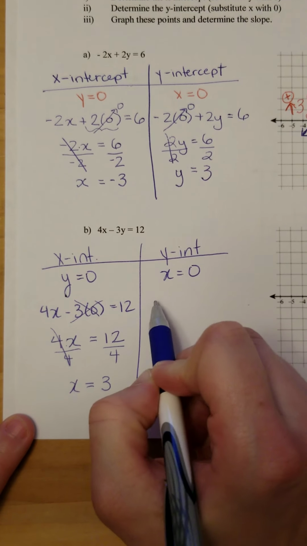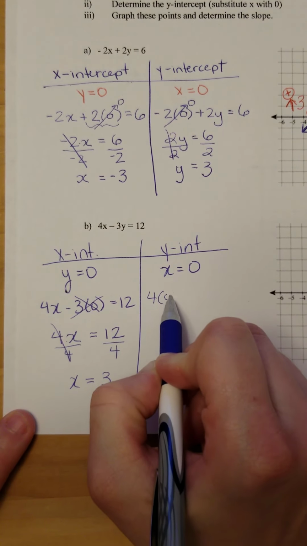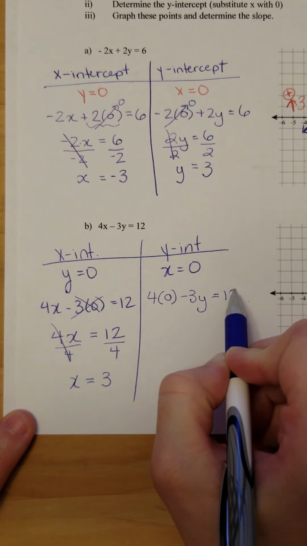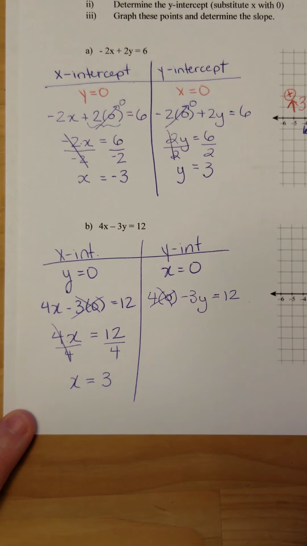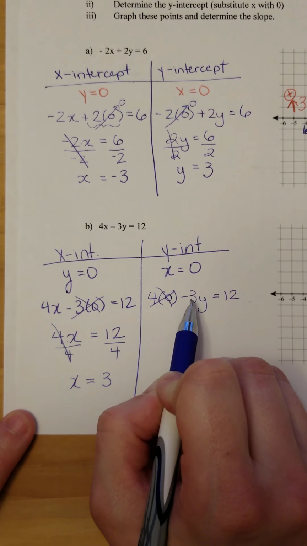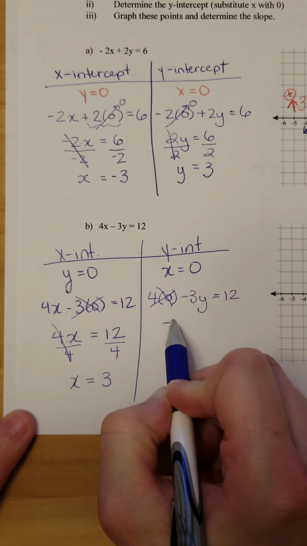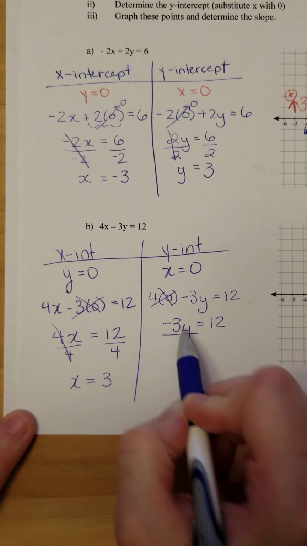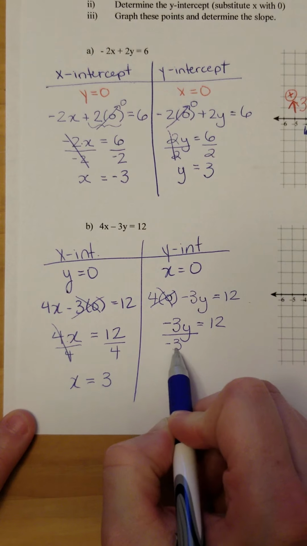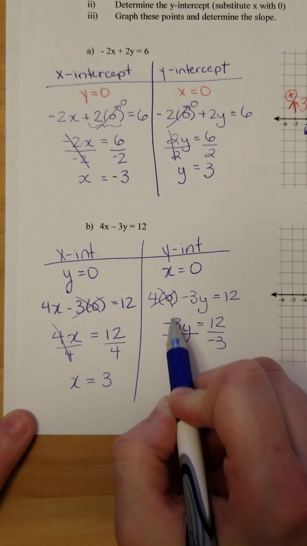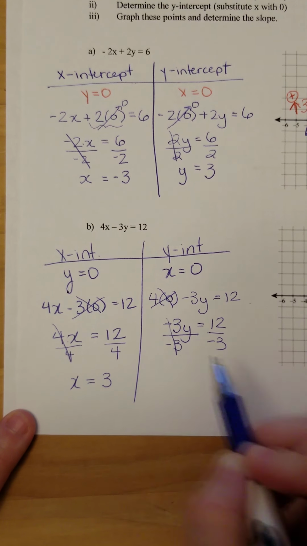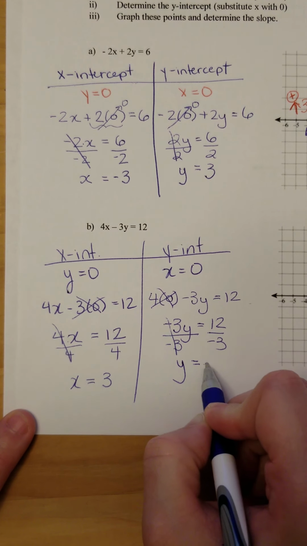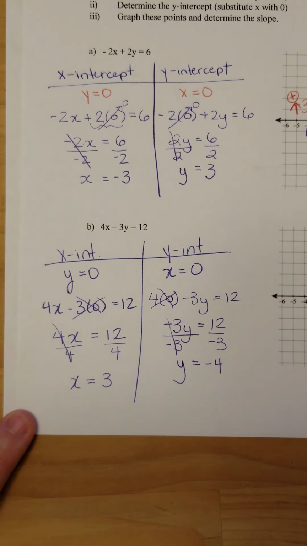Over here, I do the same thing, but I replace x in the equation with 0. I know that whole term is going to completely go away. Be careful though, you still have a negative 3y. So negative 3y equals 12. You divide off by exactly what you want to get rid of, which is negative 3. Negative 3 over negative 3 cancels. You have y all by itself. 12 divided by negative 3 is negative 4.